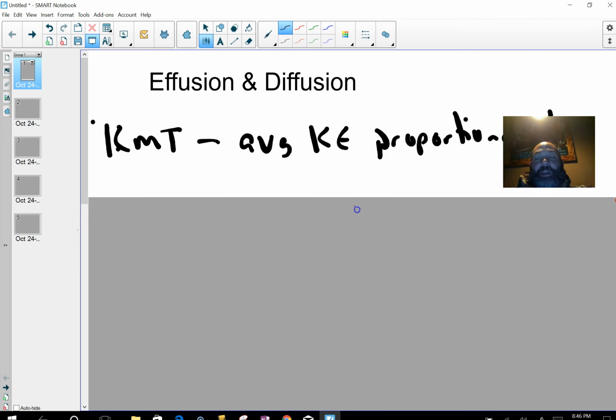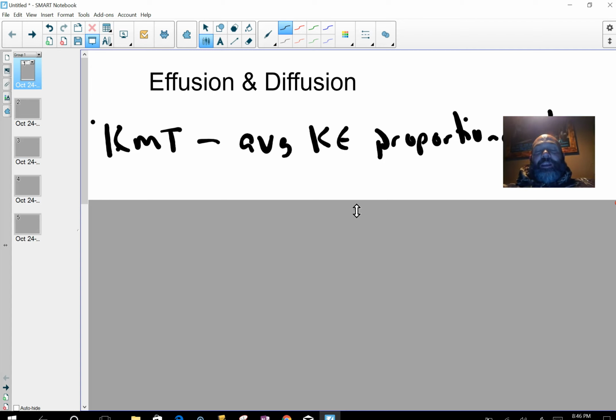First of all, a good reminder is that kinetic molecular theory tells us that average kinetic energy is proportional to your temperature, and your temperature is also proportional to your average kinetic energy. Temperature is that measure of kinetic energy. So as your temperature goes up, you're going to have a higher kinetic energy, and kinetic energy, we know, means particles will be moving faster. And vice versa: lower temperature, lower average kinetic energy.